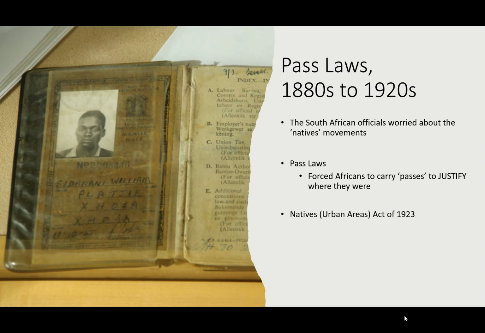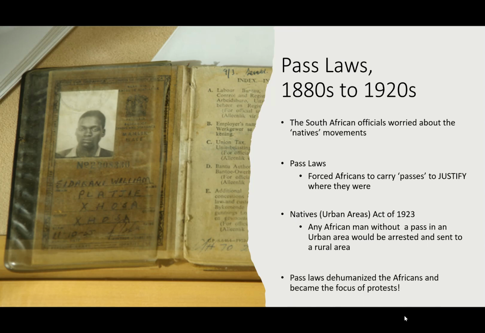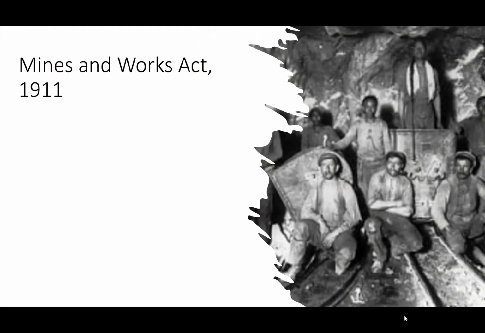Really important here, something we don't have to write about, the Natives Urban Areas Act of 1923. This is the escalation. Not that we're ever going to be tested on this right now. But again, any African man without a pass in an urban area would be arrested and sent into those rural areas or the native reserves. Really important. Again, it's about controlling the movement of Africans. These pass laws really dehumanize Africans, as their presence was only justified by a book.